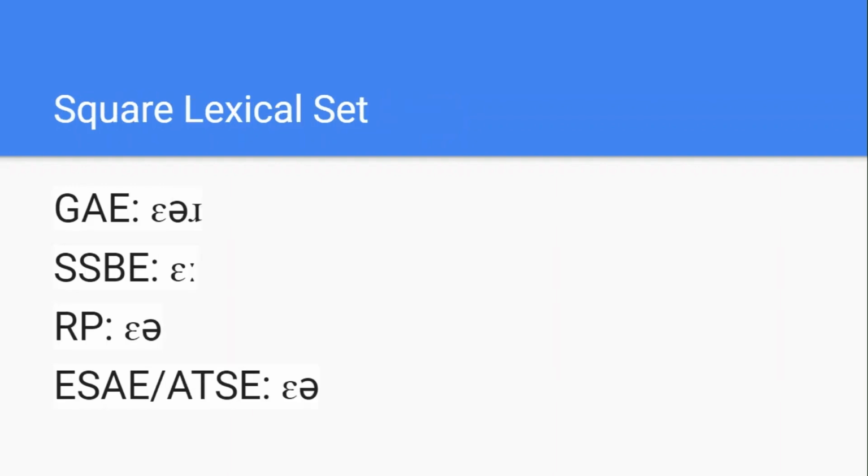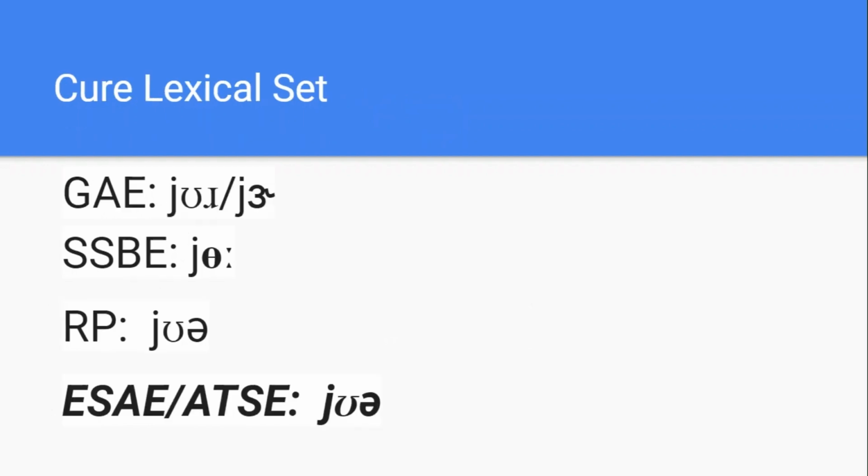Then we have the square lexical set. Again, General American English as a rhotic accent, rounded square sound. Southern Standard British English has that square, so extended vowel. And then in received pronunciation, as well as the transatlantic accent, both Eastern Standard American English and American Theater Standard, that R sound is replaced by a schwa, so square. And anytime there's like that A sound followed by an R at the end, it would be replaced by a schwa. So air.